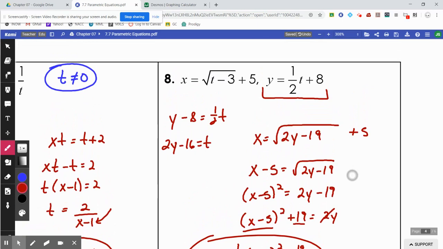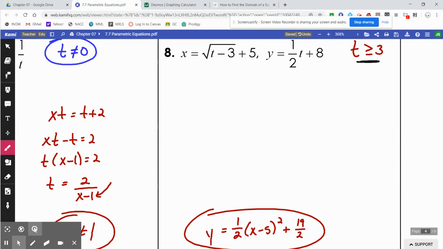Now, we did have a restriction up here. You have a radical, so that means that the value of t, if you were to plug it in, you cannot take the square root of a negative. So if you plug in things like 0, -1, all those would give you negatives under that radical. All values below 3 would give you a negative. So therefore, t would have to be a value greater than or equal to 3.